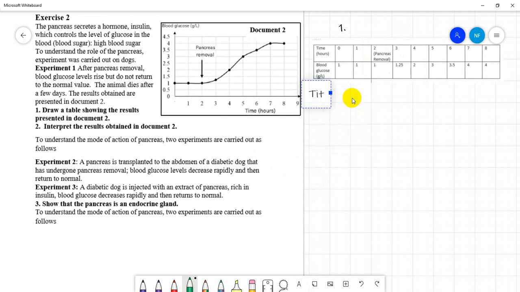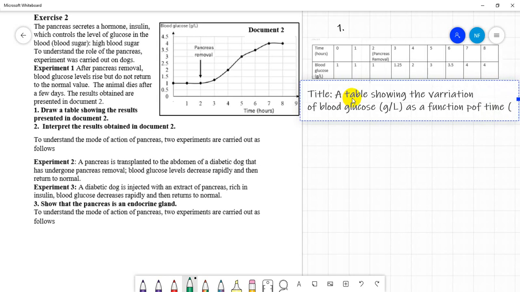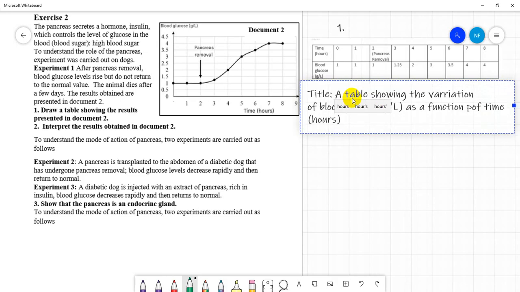What is the title for this table? It's a table showing the variation of blood glucose in gram per liter as a function of time in hours. Okay.